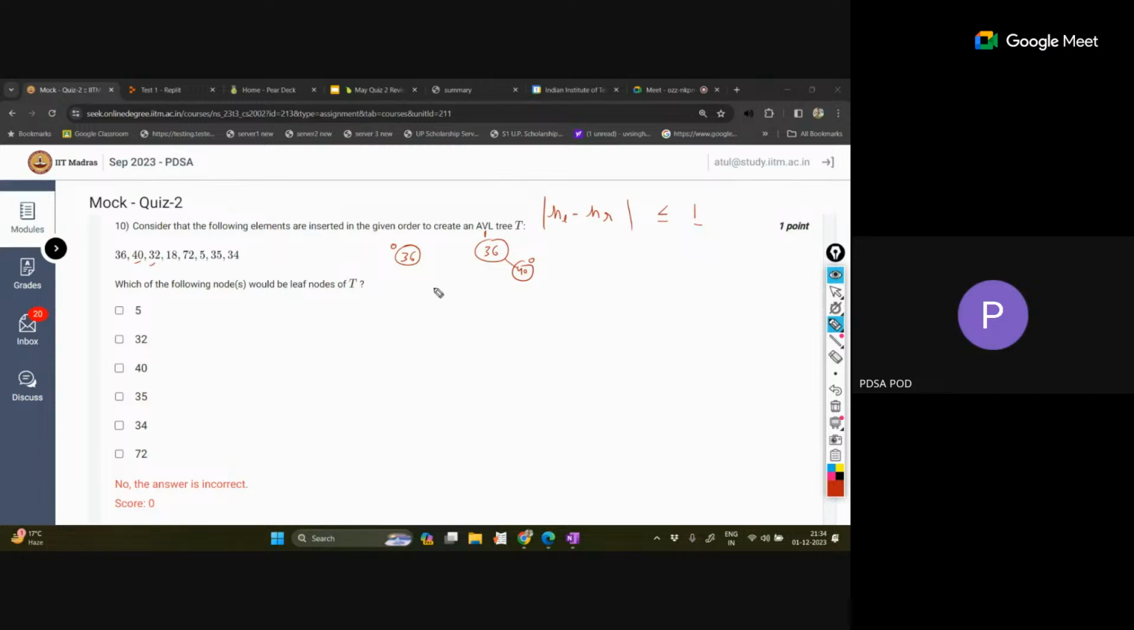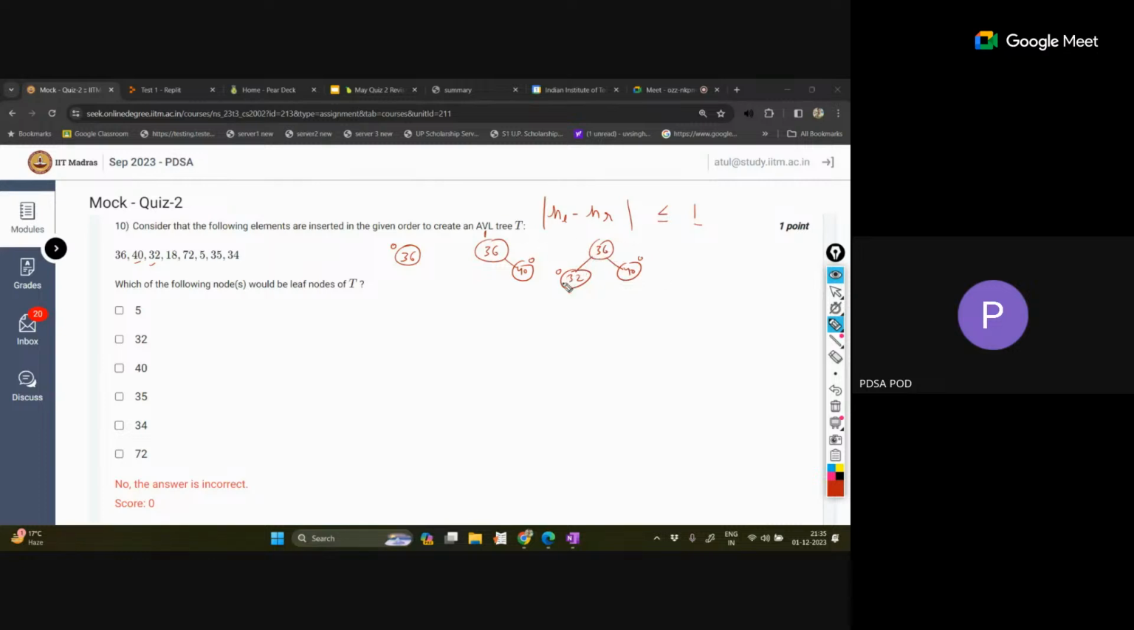So next we will add 32. I'm just adding 36, 40, this is the current tree, and 32 is smaller than 36. That should go on the left side, and left is empty, so we will add 32 here. After adding this, what is the balance factor for 32? Left height 0, right height also 0, so 0 minus 0, 0. Same for 40. You can always directly mention that if a node is a leaf node, the balance factor is 0.